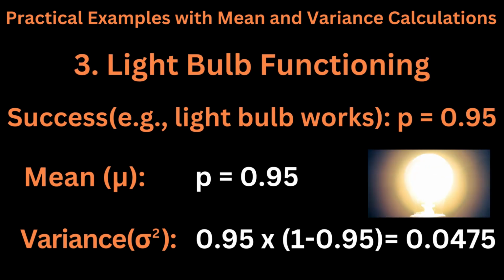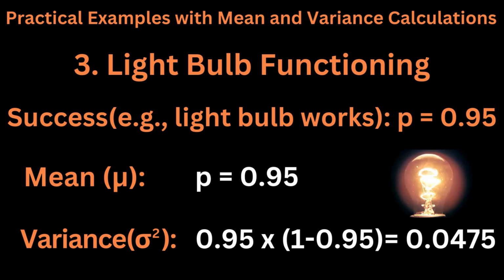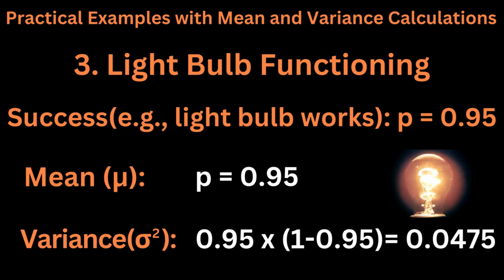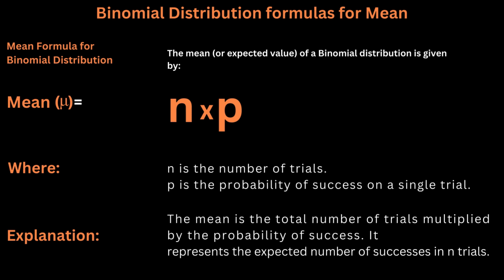Third, light bulb functioning. Let's take an example of a light bulb. The probability that the light bulb works is 0.95. So the mean here will be 0.95 and the variance will be 0.95 multiplied by 1 minus 0.95, equal to 0.0475. Now let's start with binomial distribution.